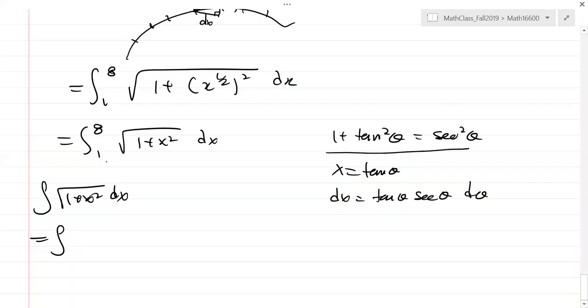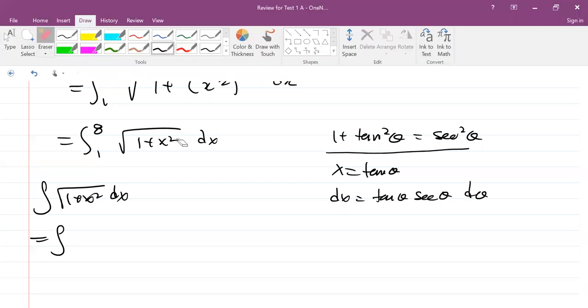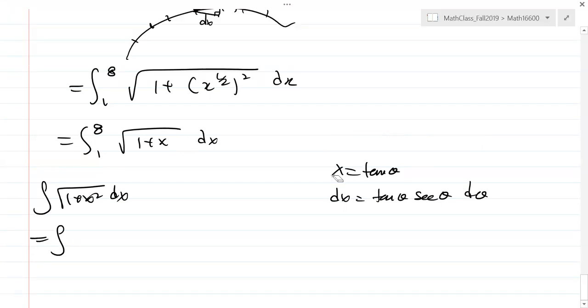Isn't it just 1 plus square root of x? Isn't the square root of x squared just x? You're right. So, yeah, I copied it wrong. If it's the square root of 1 plus x squared, then use the trigonometric substitution. This time, you don't need that. You're right. That's my mistake. But somewhere, we have to use the trigonometric substitution, if you get the square root of 1 plus x squared.